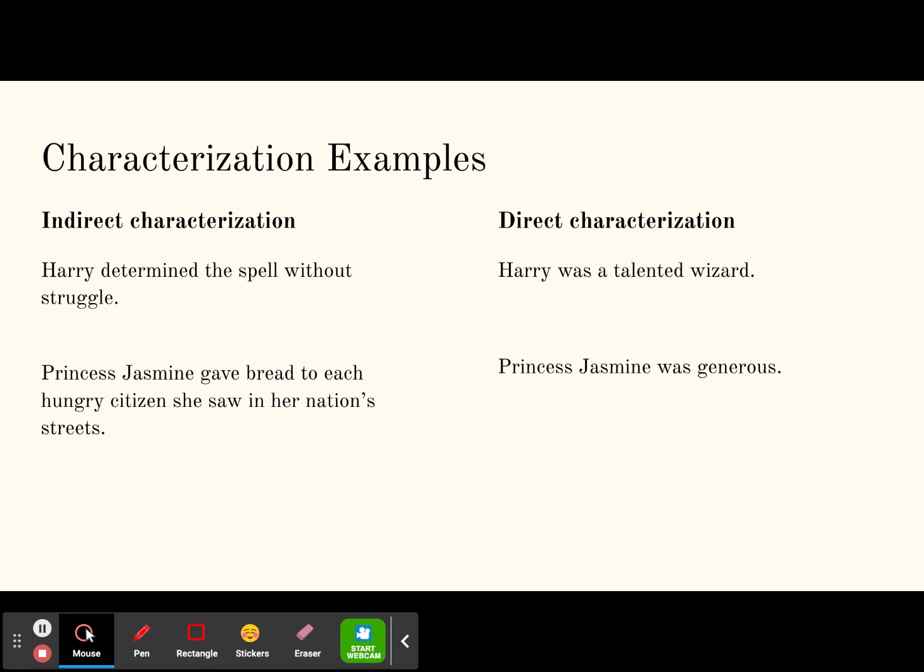So these were the first two examples of ways to analyze literature. It was theme and characterization in this video, and we hope that you were able to learn something and have a great rest of your day.